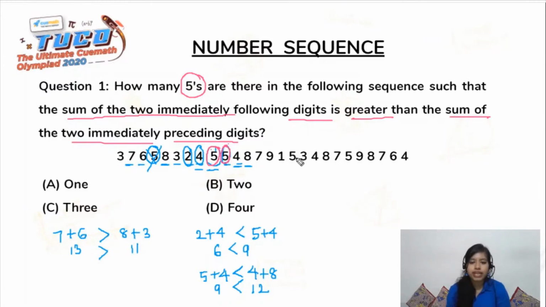Now going ahead with the next 5, let's check with this. We know that the preceding digits are 9 plus 1, 10, and 4 plus 3, 7. So 10 is greater than 7. Hence, we are not going to consider this 5.